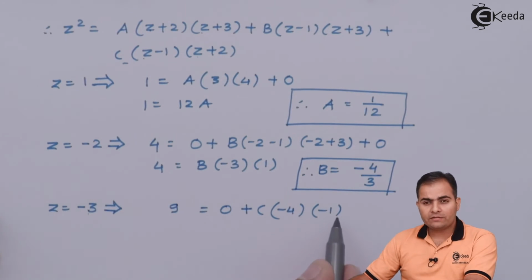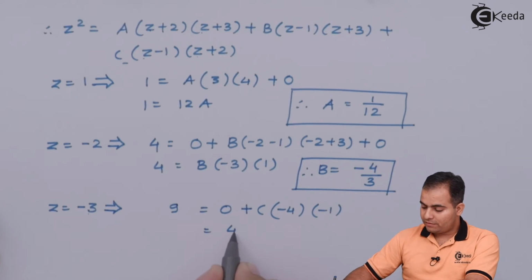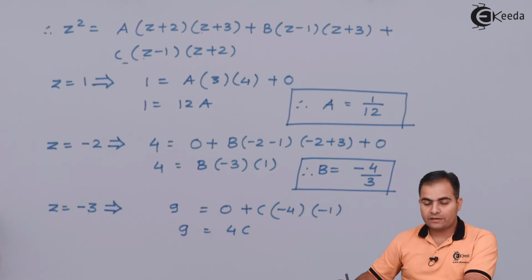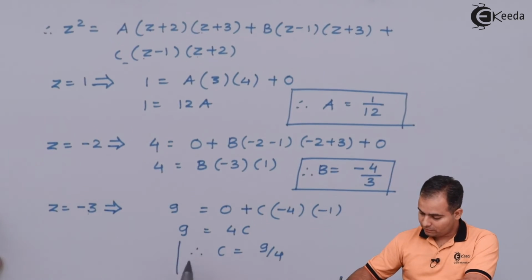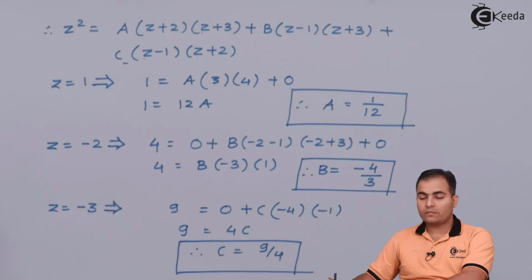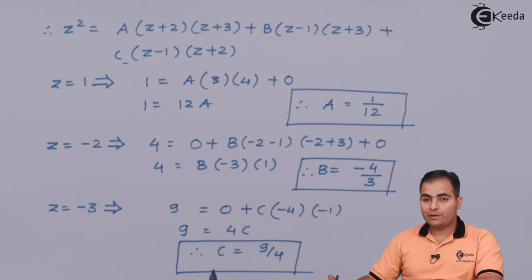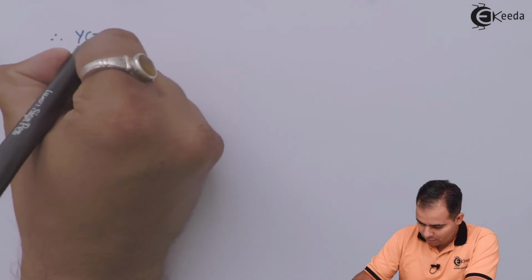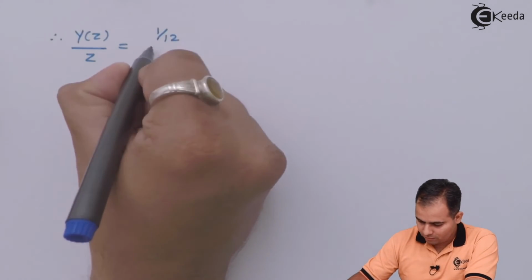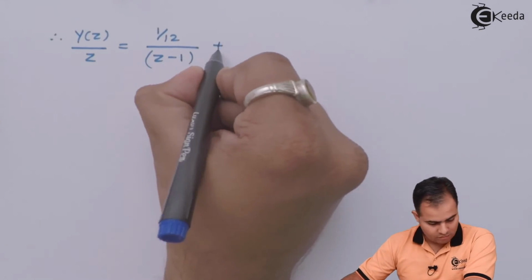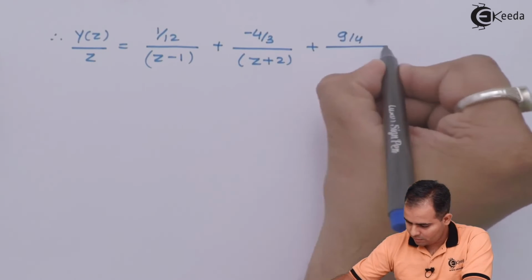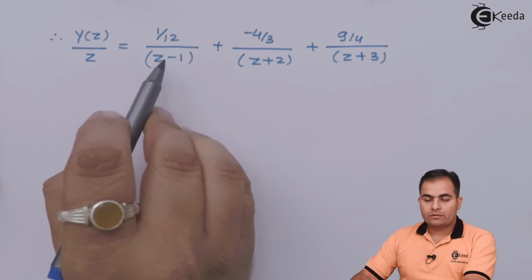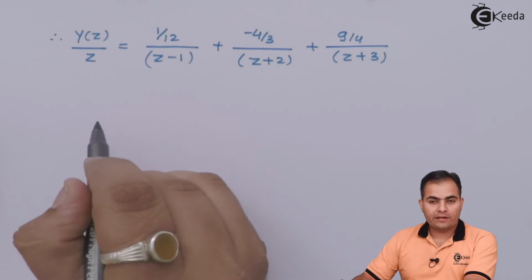Now minus 4 into minus 1 is plus 4 and we can write 4c on right hand side and 9 on left hand side. Now I'll shift this 4 on left hand side. So you will get the answer of C, which is 9 by 4. Now we will substitute all my a, b, c values in my equation number 1. So look at here, I have substituted all my a, b, c values in my equation number 1.